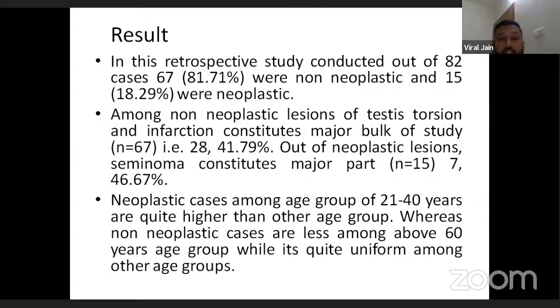Out of neoplastic lesions, seminoma constitutes the major part, that is 7 cases out of 15 neoplastic cases, around 46.67%. Neoplastic cases among the age group of 21 to 40 years are quite higher than other age groups, whereas non-neoplastic cases are fewer in the above 60 age group, while they are quite uniform among other age groups.